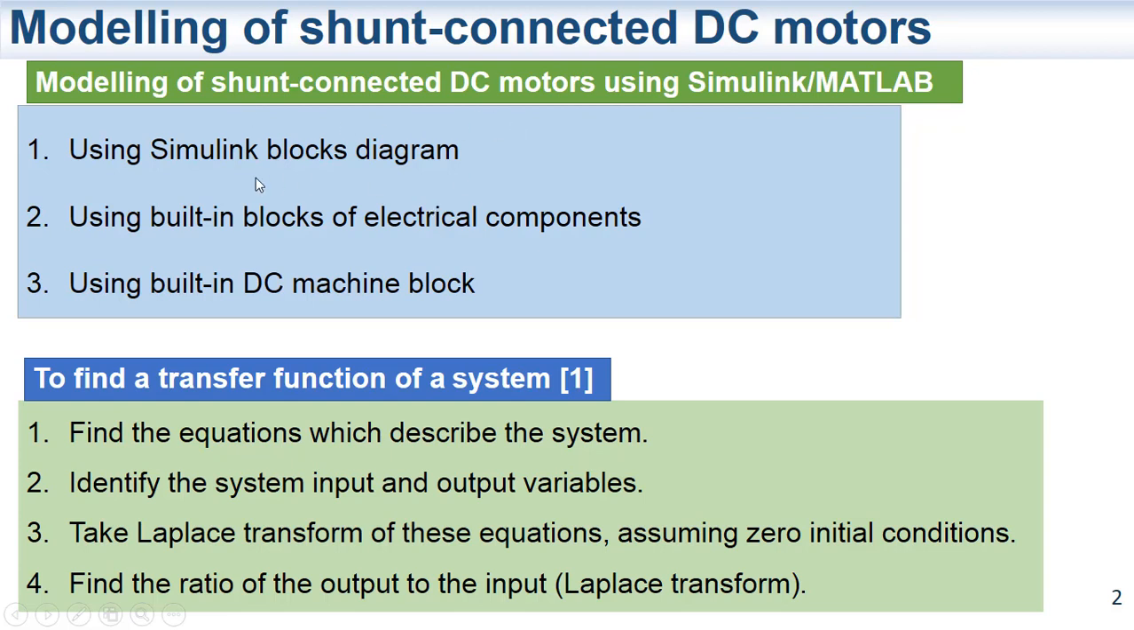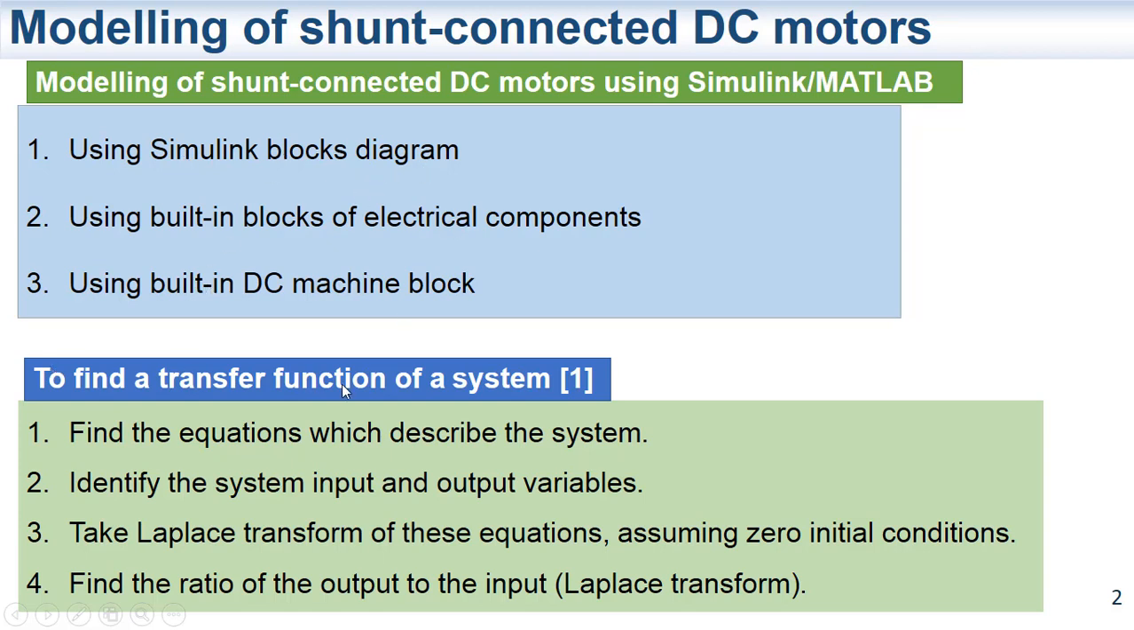The first one is to use block diagrams, and in order to do so we need to find the transfer function of the machine. The second approach is to use the built-in blocks, which represent the electrical components in the Simscape library in Simulink. The third and final one is to use the built-in DC machine block available in the new versions of Simulink MATLAB. The third approach is used to validate and double check the first two approaches.